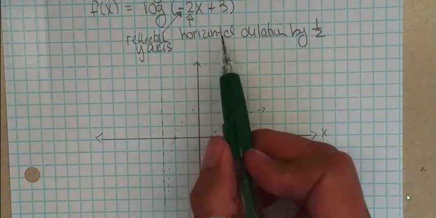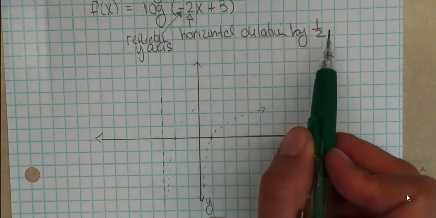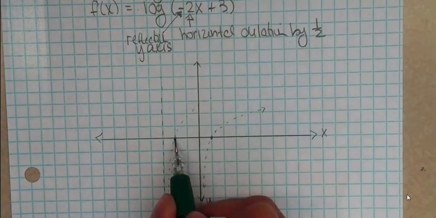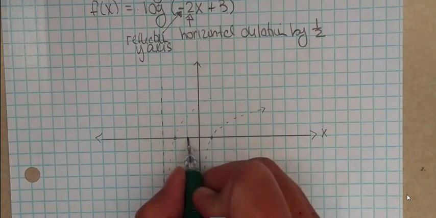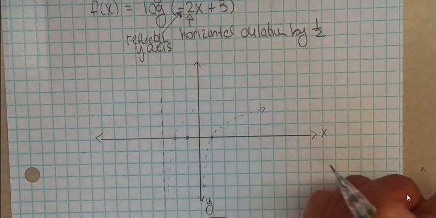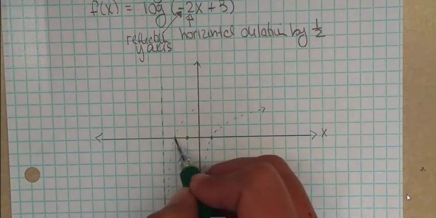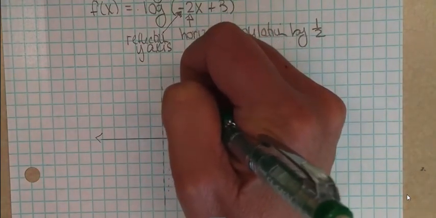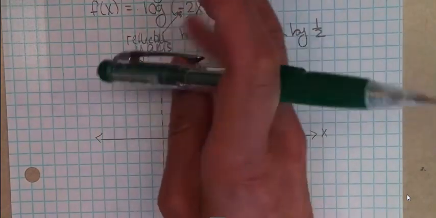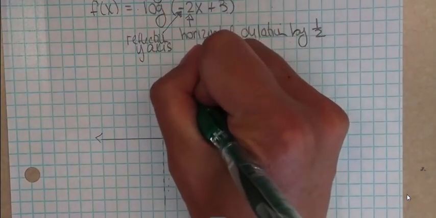However, I've got that horizontal dilation by 1/2. So really this point isn't at -2. This point is actually at -1. And where's my asymptote actually at now? My asymptote is over here. Oh, not even there. It's half of 3. So it's at -1.5.